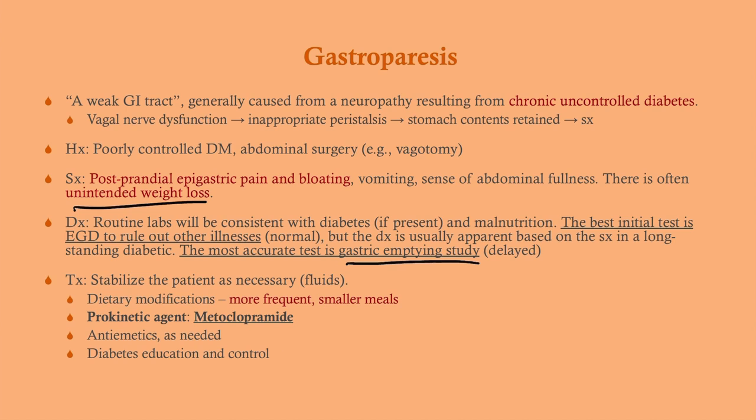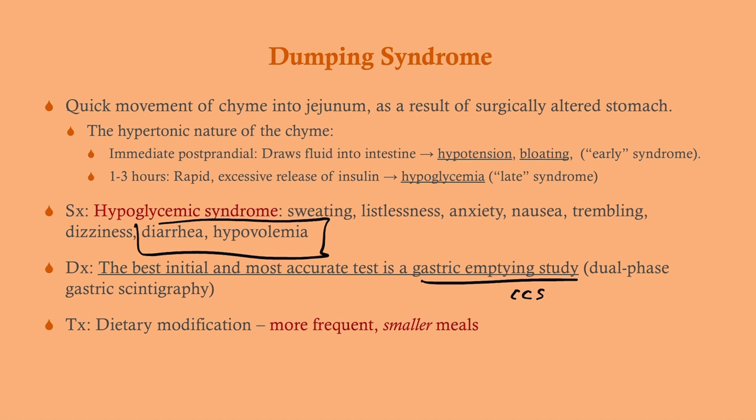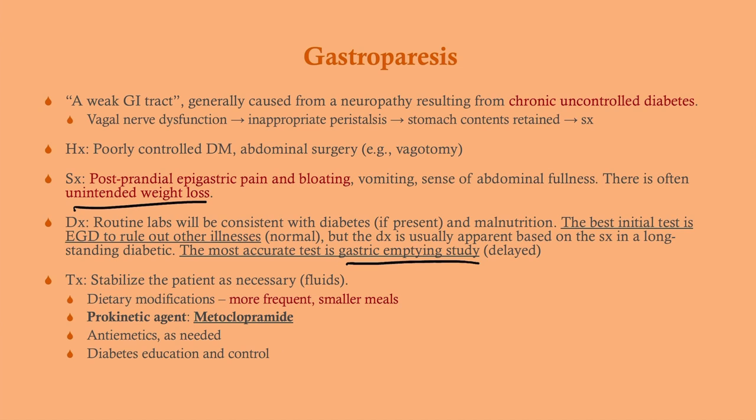The treatment, always remember to stabilize the patient. Sometimes these patients could be hypotensive, so give fluids. And that's also here with dumping syndrome. If they're hypoglycemic, the best initial step in management is going to be to give dextrose. But here, the most accurate test is a gastric emptying study. We stabilize them with fluids if necessary, if they're hypotensive. Dietary modifications, again, more frequent and smaller meals helps the stomach because it doesn't have to work as hard.